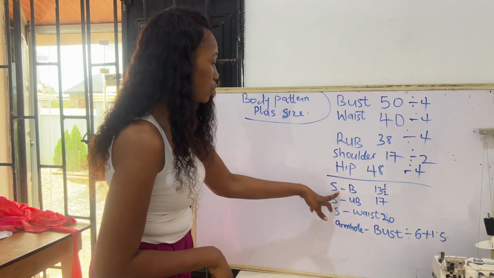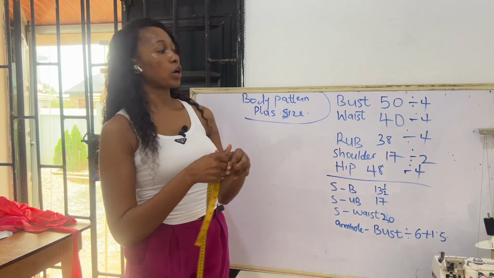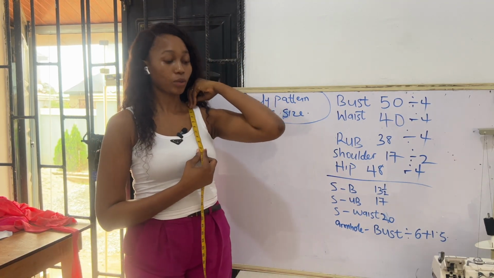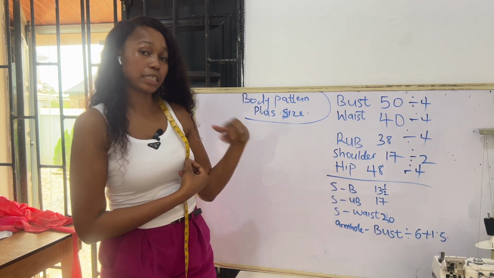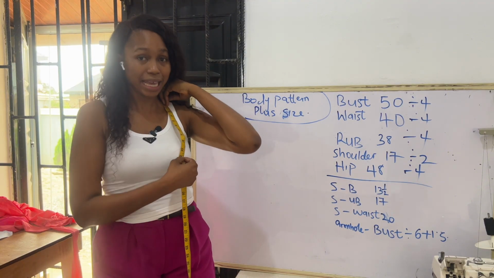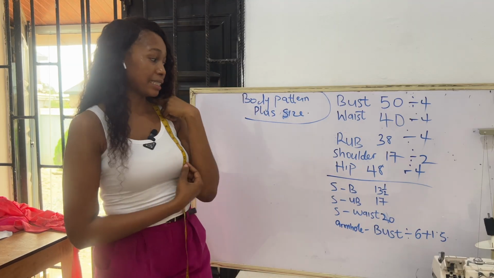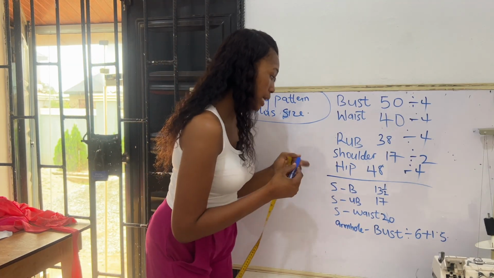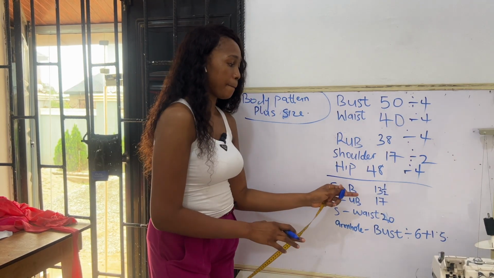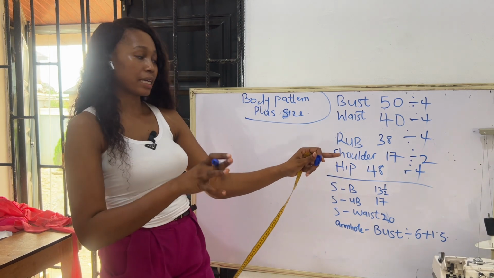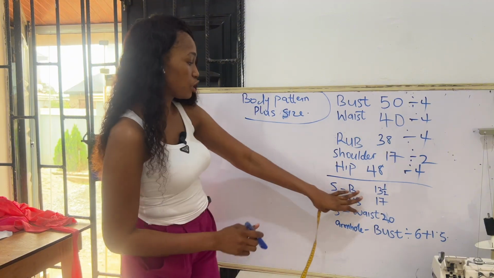So right now we're taking the shoulder to the bust point. That is from the shoulder to your nipple point. If you're wearing a bra, just take the measurement from your shoulder to your nipple point. That is where this shoulder to bust point is. So for this one, there is nothing to be divided. These are measurements that you'll be taking on your pattern paper. When the time comes, I'll still explain to you guys.